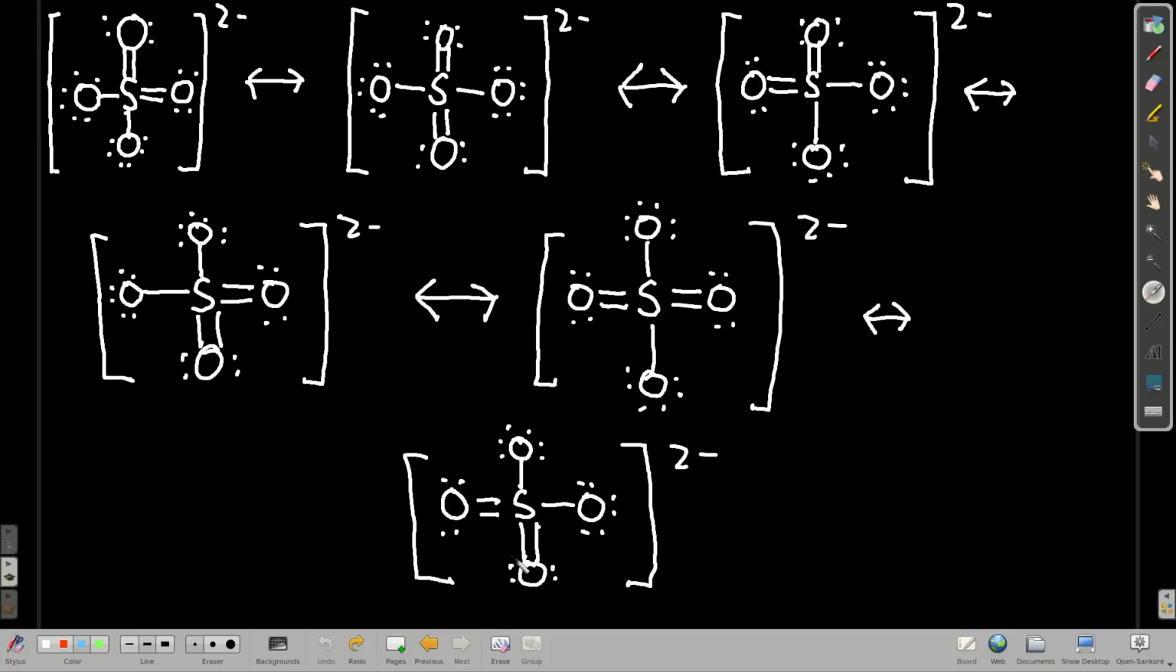These are all of the 6 resonance forms with the best Lewis structure for sulfate. There is also a structure that looks like all single bonds between the sulfur and the oxygens. That doesn't contribute as much.